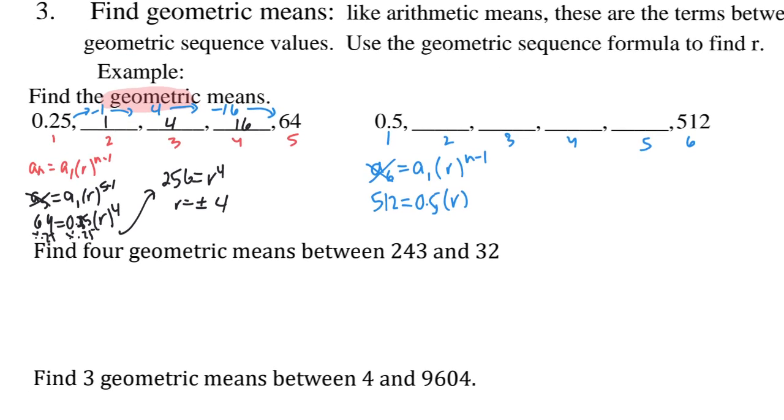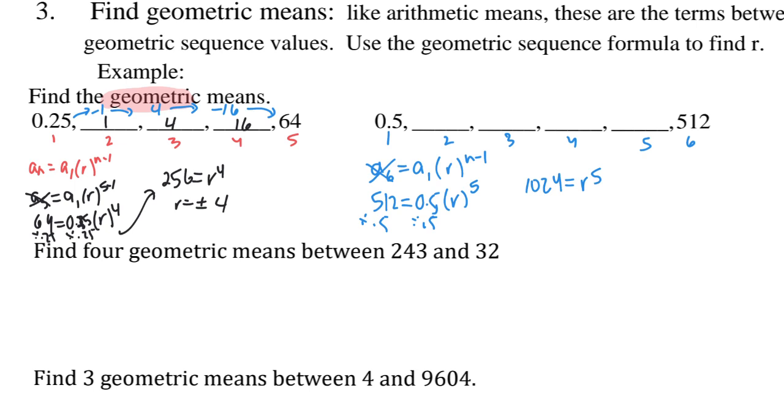I had to pause this and start over. I wrote the wrong term. Okay, so let's divide both sides by 0.5. You get 1,024 is equal to r to the fifth. Take the fifth root. Since this is an odd root, you don't have to put plus or minus.